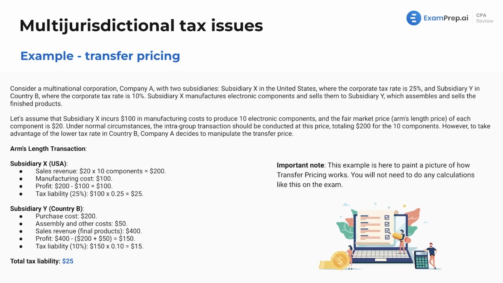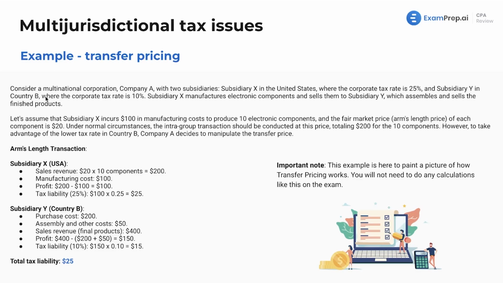Let's run through an example here of transfer pricing. An important note is that this example is to paint a picture of how transfer pricing works. You're not going to need to do anything like this on the exam. This is just really giving numbers to what I was talking about on the prior slides. You don't actually have to do this. So if you don't want to go through this, feel free to skip. This is just here if you want to understand how transfer pricing works using numbers.